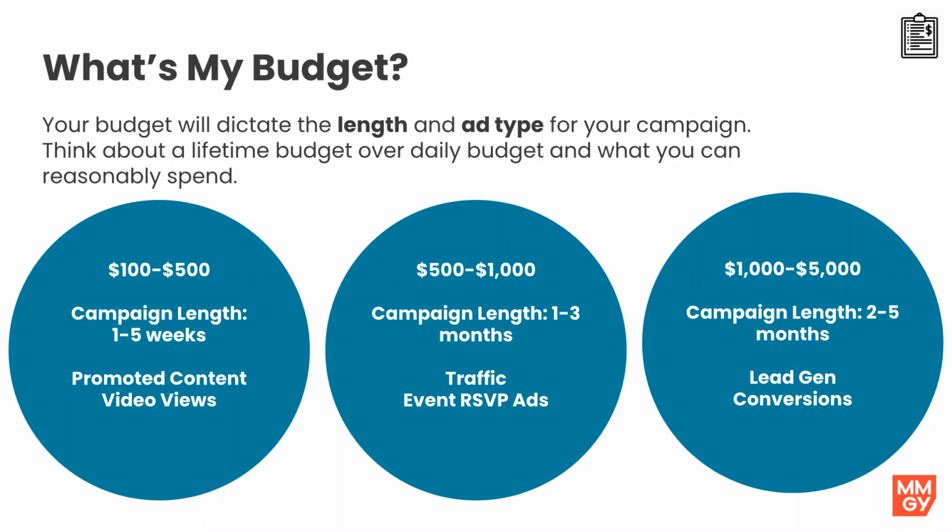When we're looking to the middle tier of that, 500 to 1,000, that's when we can add on a few more of those middle tier tactics, such as website traffic or even event RSVP ads. So if you do have something that requires an RSVP, whether it's virtual, as many things are nowadays, once you get into that, your ads have a little bit more room to breathe. Therefore you can build that audience and go for some deeper metrics.